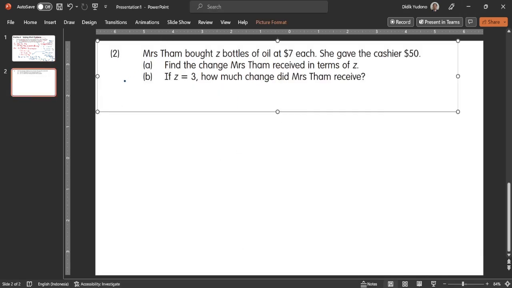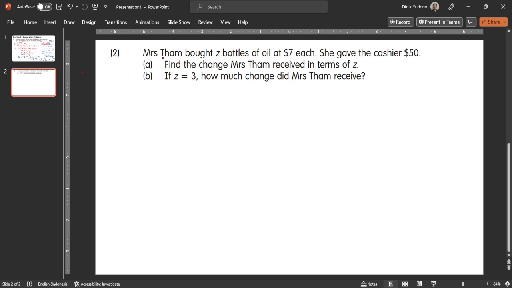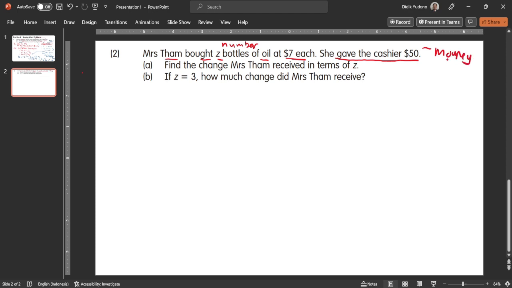Next, this is the second question of the worksheet. Let's do it together, even though we have done this in class. Mrs. Tom bought Z bottles of oil, and each bottle costs $7. So Z is the number of bottles, and one bottle costs $7. She gave the cashier $50. So this is the money paid. And what is asked? Find the change Mrs. Tom received in terms of Z, which means an algebraic expression.